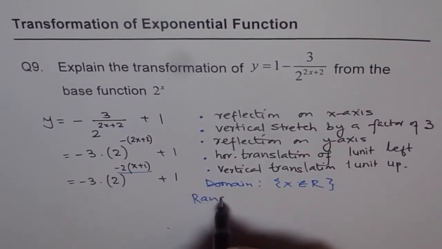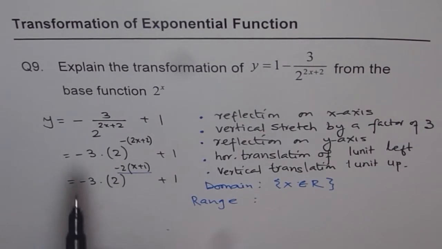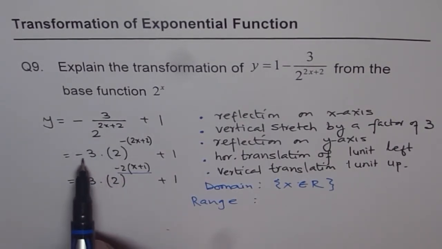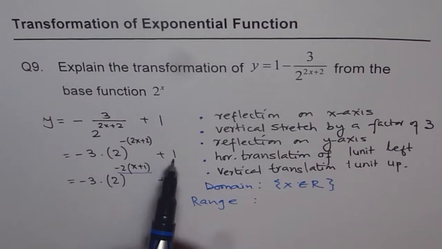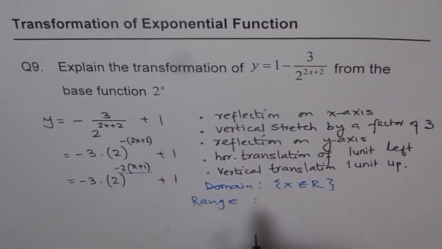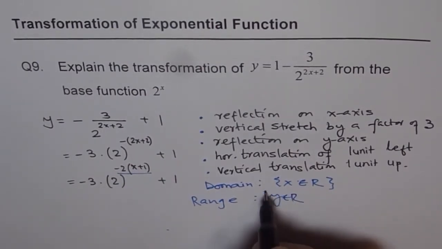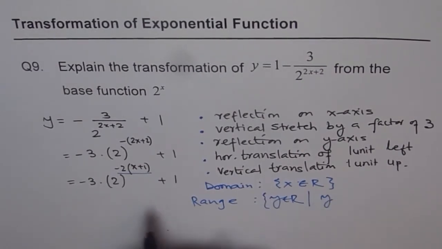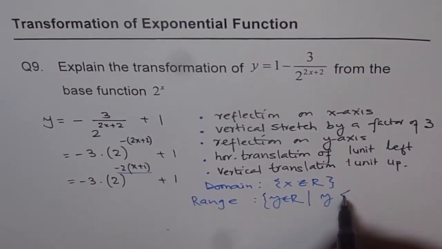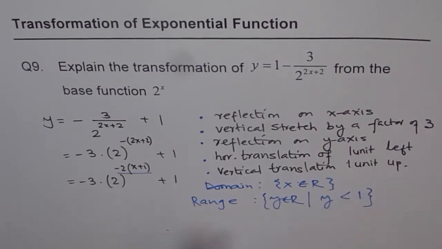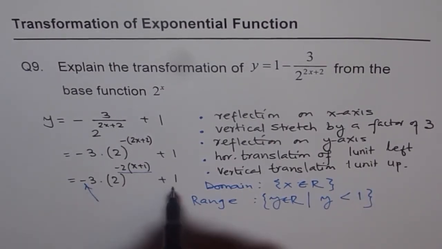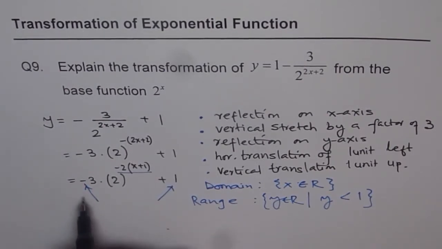However, on range we do have a restriction. Now since it is reflected on the x-axis and then moved 1 unit up, that means y belongs to real numbers, but the value of y is less than 1, right? Y is less than 1. As far as the range is concerned, it is affected by these two parameters, right? That means reflection, so instead of greater than, it becomes less than, and instead of 0, it becomes plus 1. So these two things combined together affect the range of an exponential function, right?